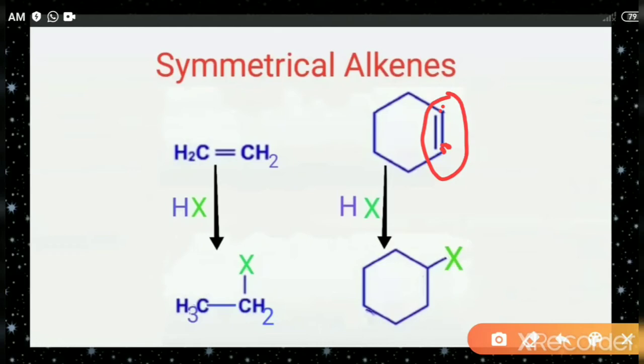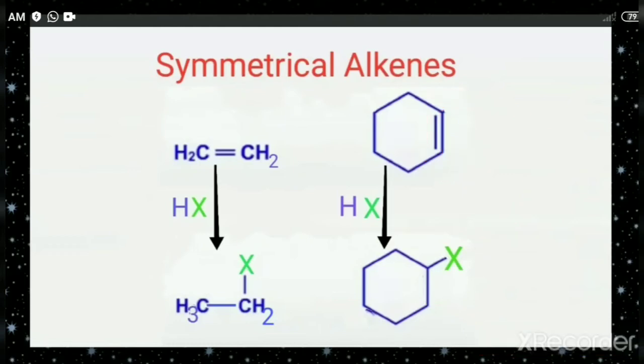Let me add H on this side and X on this side. So the double bond breaks and results in the formation of a halide. You can check that X is on this carbon atom and H is added on this carbon atom. Because it is a bond line structure, it is not represented. So in symmetrical alkenes, there is no need of a rule. You can add H and X on any of the carbon atoms which is double bonded.